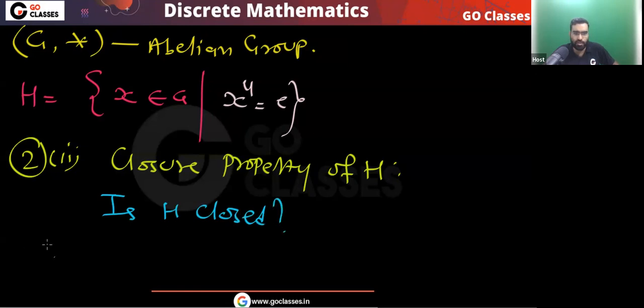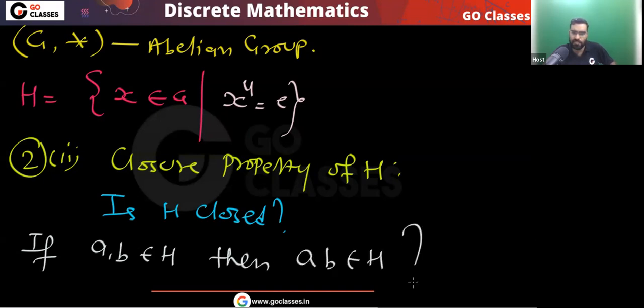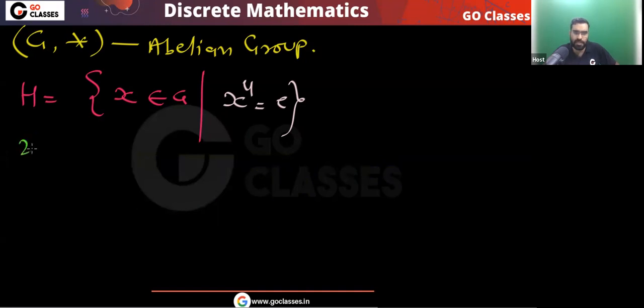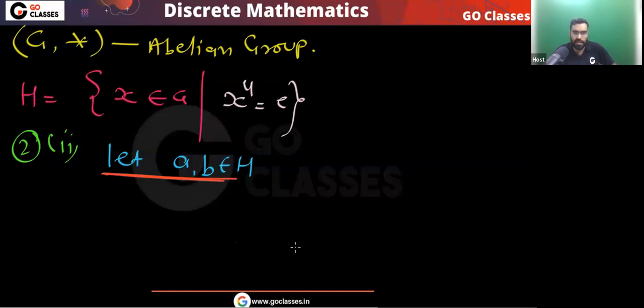What it means is we need to check: if A comma B belongs to H, then can I say AB belongs to H? Very simple thing I am asking. Let's assume A comma B belongs to H. First of all, you tell me what it means. Then how can you prove that AB belongs to H?